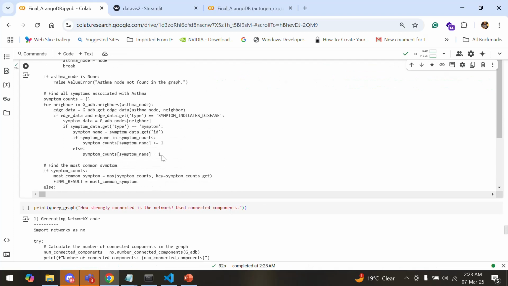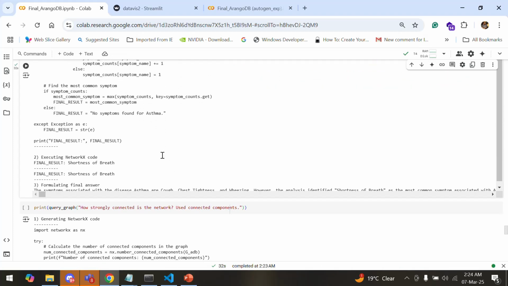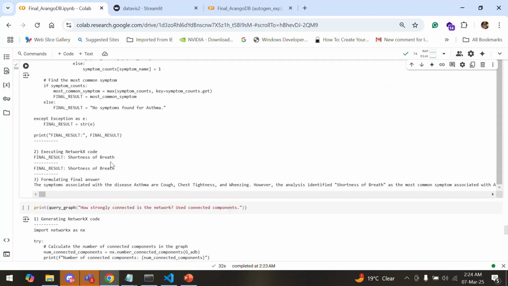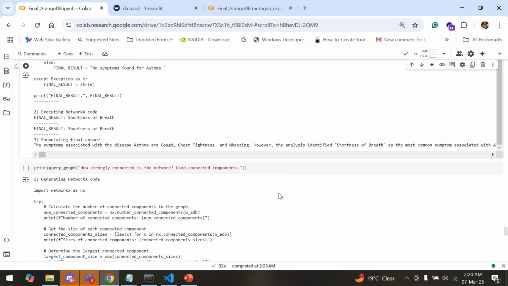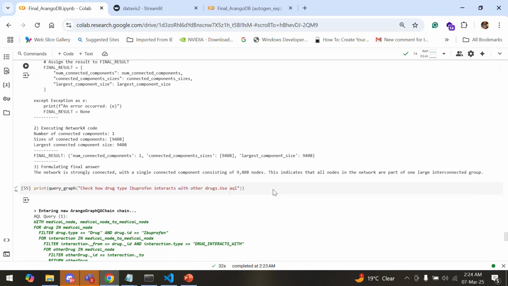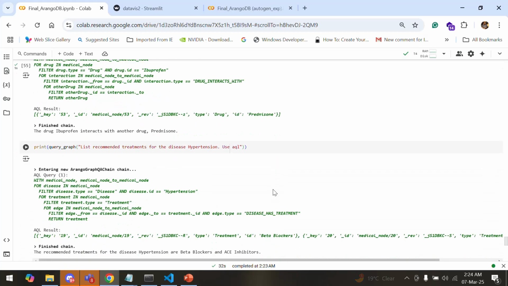Then you see it goes through the results of the entire information and symptoms associated with disease asthma: cough, chest tightness, wheezing and all. So these are the results that we see from the entire thing.